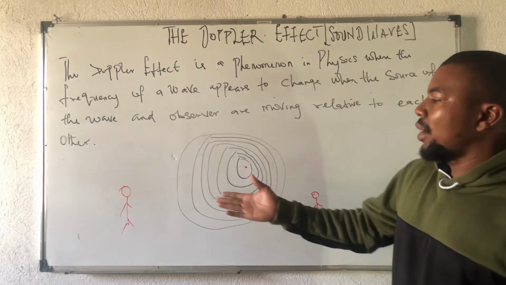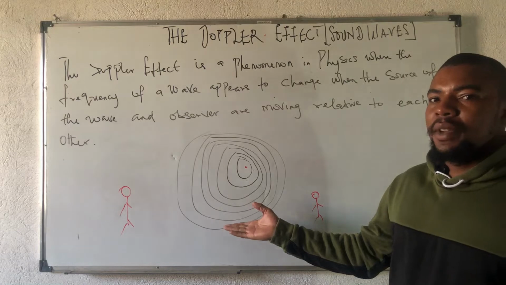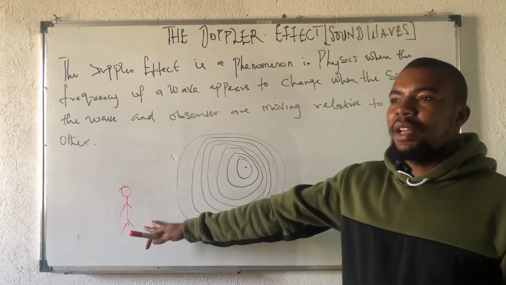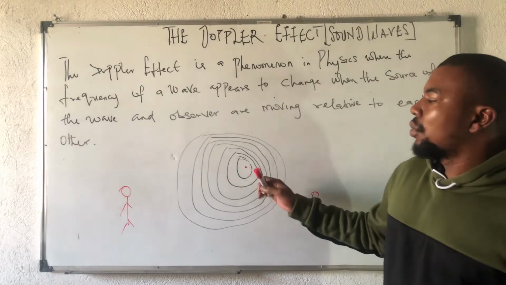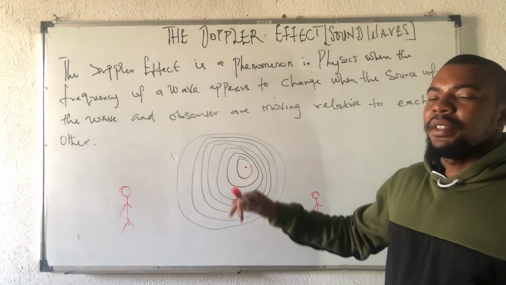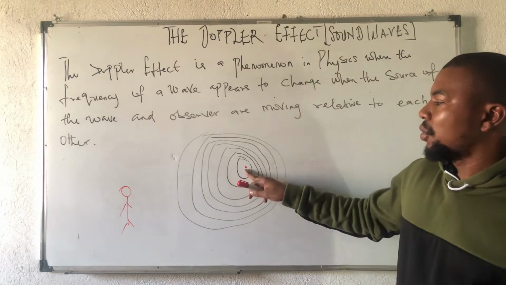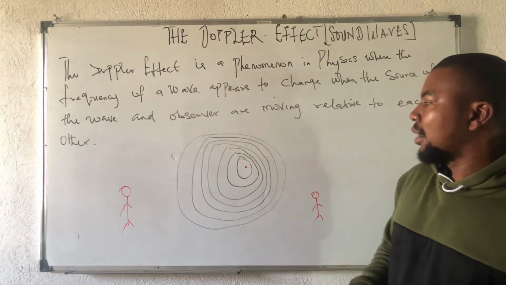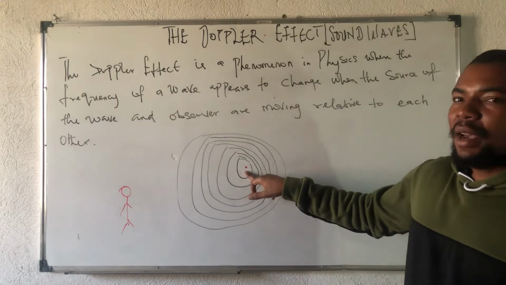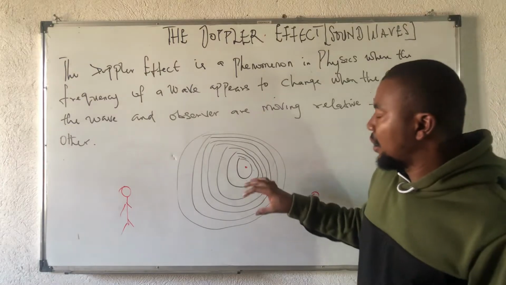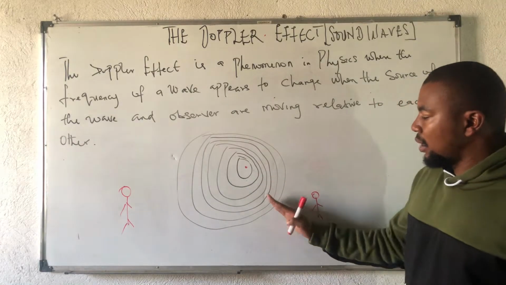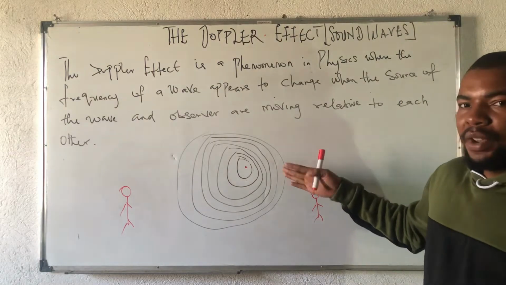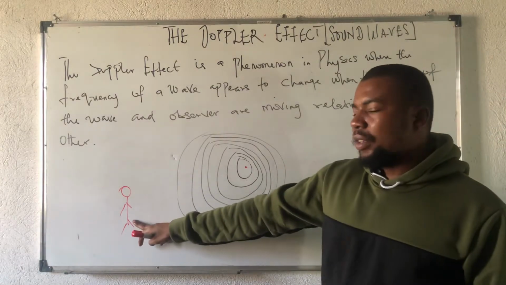Now, why is that? You can see from this pictorial representation of two observers, one on the left and one on the right. The red dot here represents the source, and these waves represent the sound waves emitted by the source. You can see that the person on the right will hear a higher pitched sound than the person on the left.